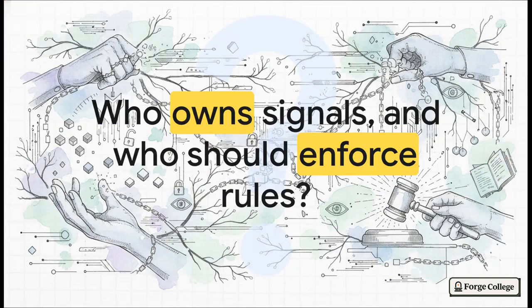As we get ready to explore decentralization in our next explainer, I want to leave you with a pretty provocative thought. Who truly owns these behavioral signals? And who should hold the power to enforce the rules? If a machine learning algorithm knows exactly how long you stare at a post, who does that data actually belong to?